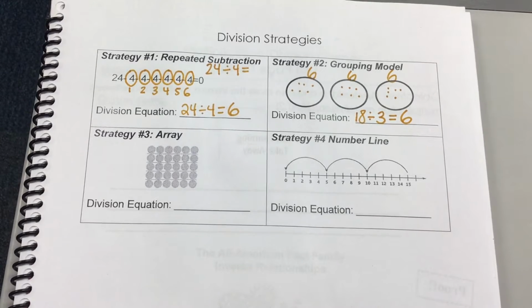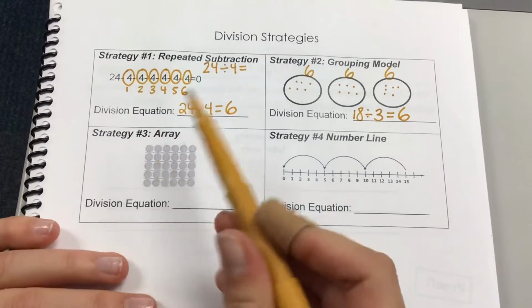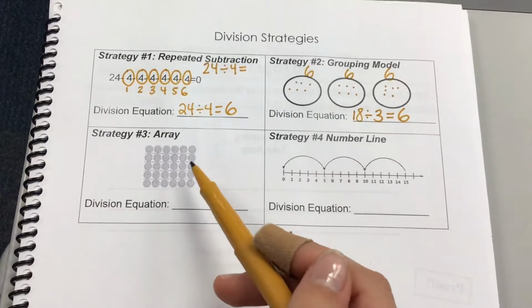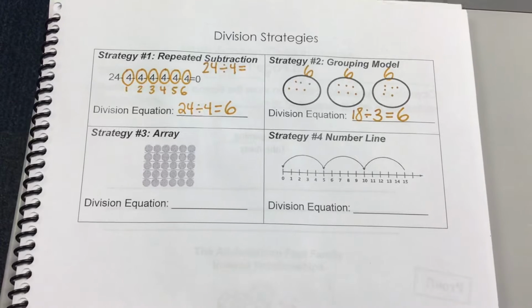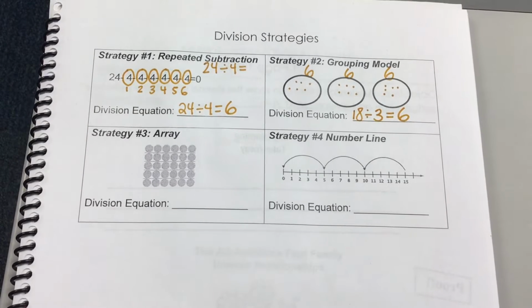Okay, so let's look at the array. Based off of strategy 1 and 2, looking at strategy 3, turn and talk to your neighbor about what you think this equation could possibly be. And then I want to hear some answers after you guys have talked about it.